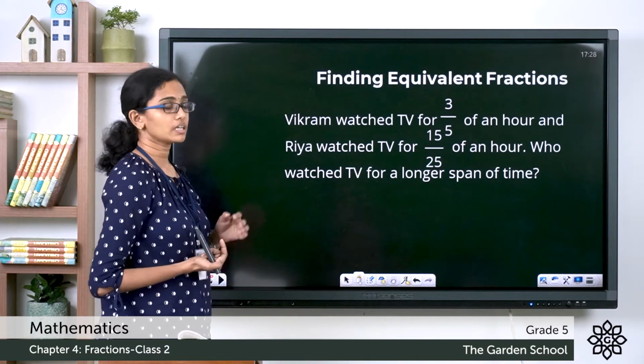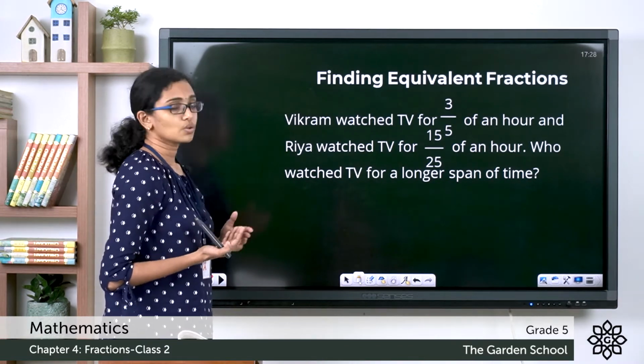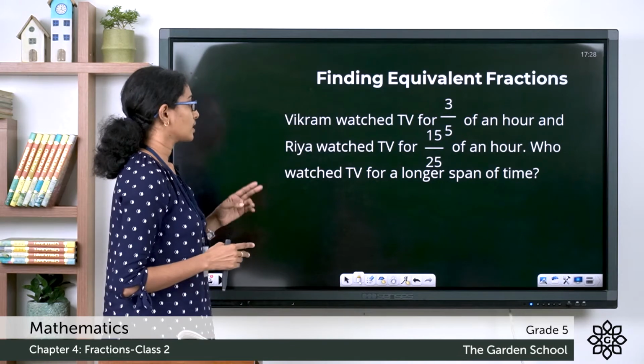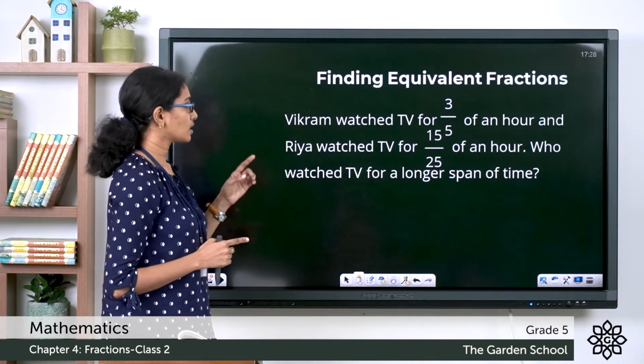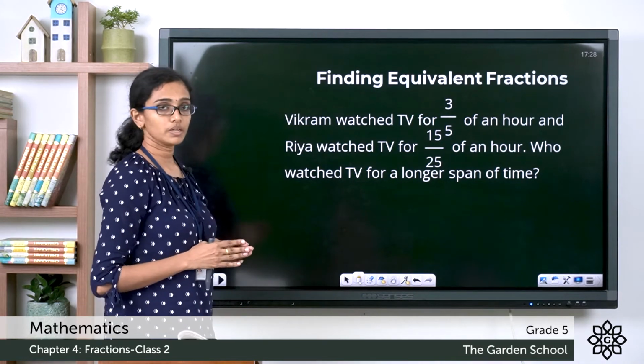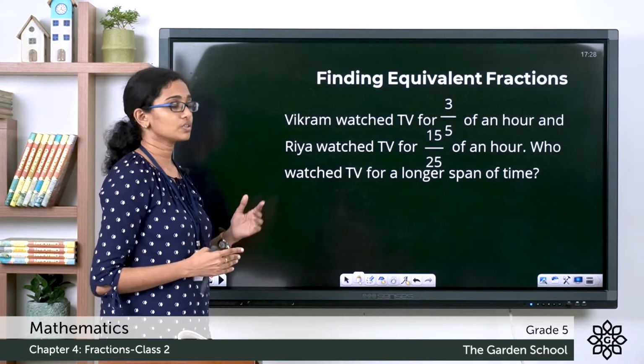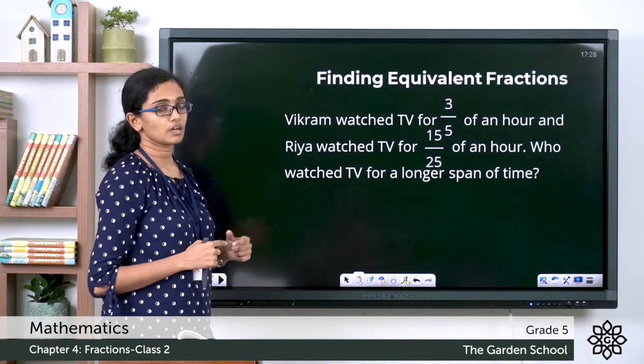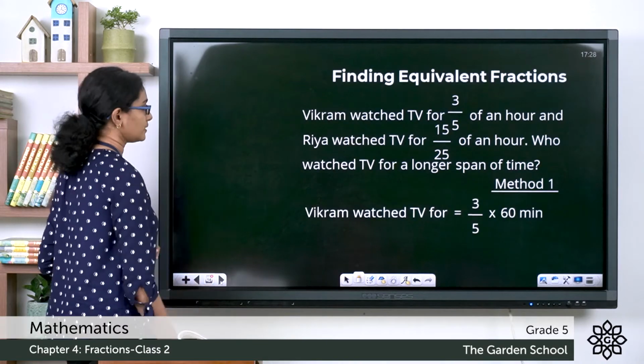How do we find a solution for this? We can find it in two methods. In the first method, we can find out the span of time that Vikram watched TV, and the span of time that Riya watched TV. Okay, see the first method.